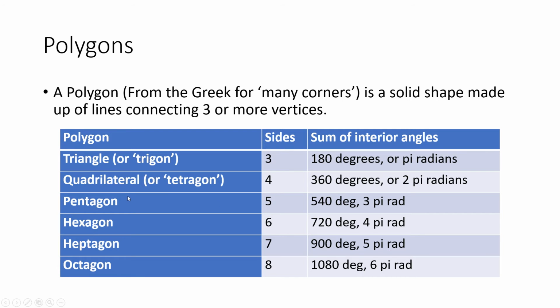If you've got 5 sides, we call it a pentagon, 540 degrees inside. 6 sides a hexagon, 720 degrees. 7 sides a heptagon, 8 sides octagon. You've got nonagon, decagon, etc. after that, but at some point it gets silly.